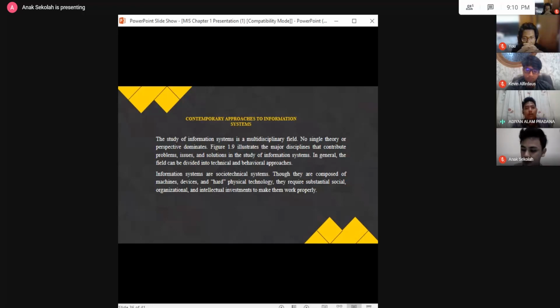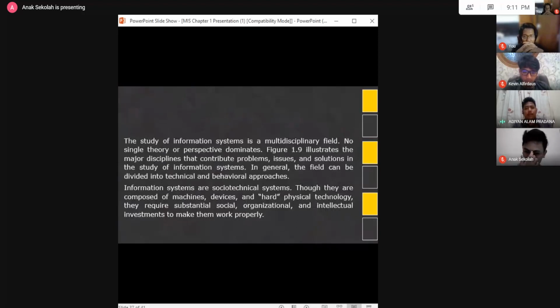In figure 1.9 illustrates the major disciplines that constitute problems, issues, or solutions in the study of information system. In general, the field can be divided into technical and behavioral approaches. Information systems are socio-technical systems. Though they are composed of machines, devices, and hard physical technology, they require substantial social, organizational, and intellectual investment to make them work properly. Okay, next.